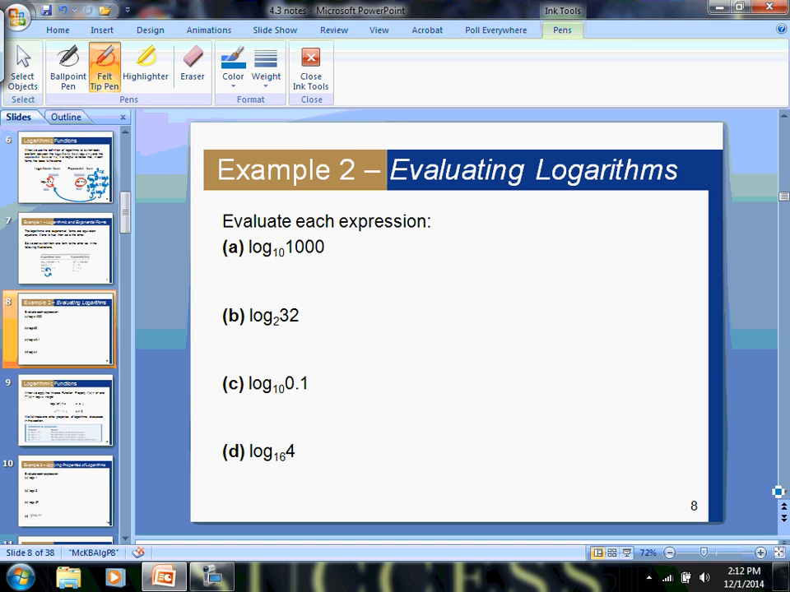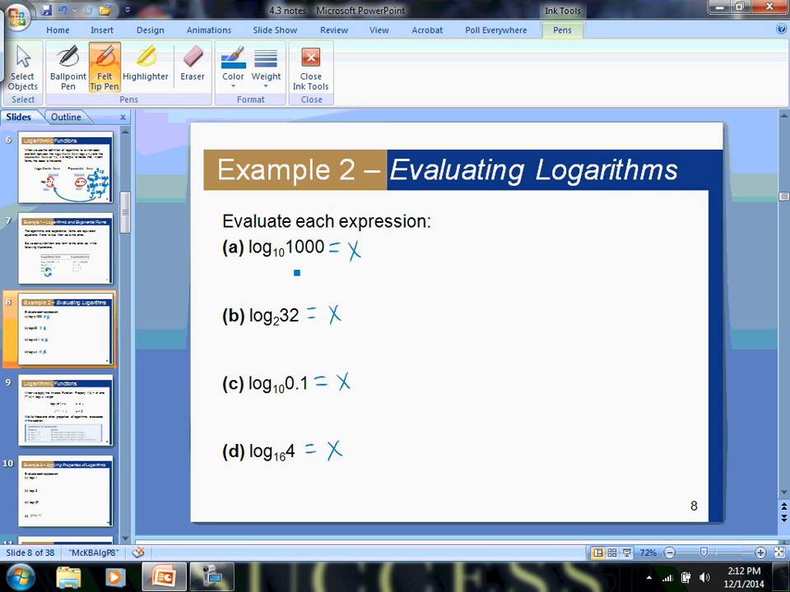So we're going to use that skill here in example 2. Now, if it says to evaluate these expressions, we need to set them equal to something. That's what we're going to be solving for if we're evaluating them. And if you're going to use the little circle method, you need it set equal to something. You need an equation.